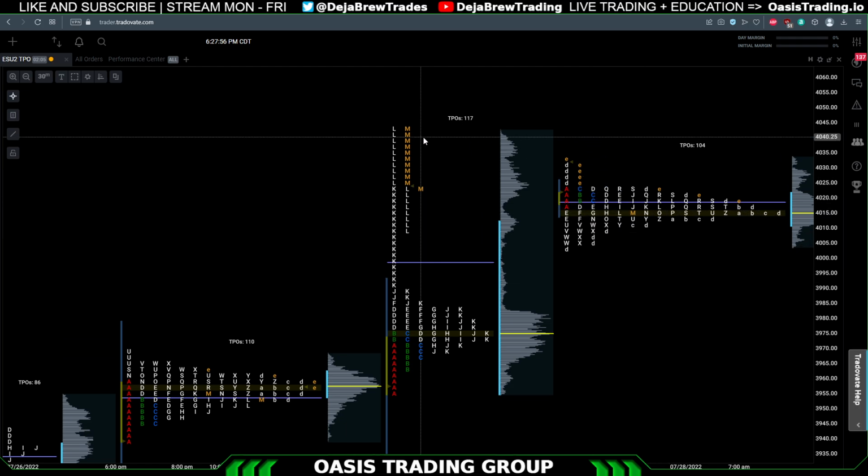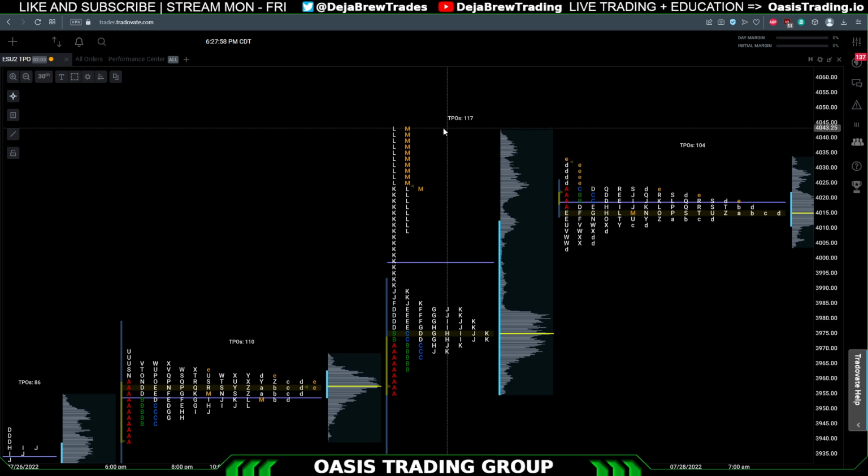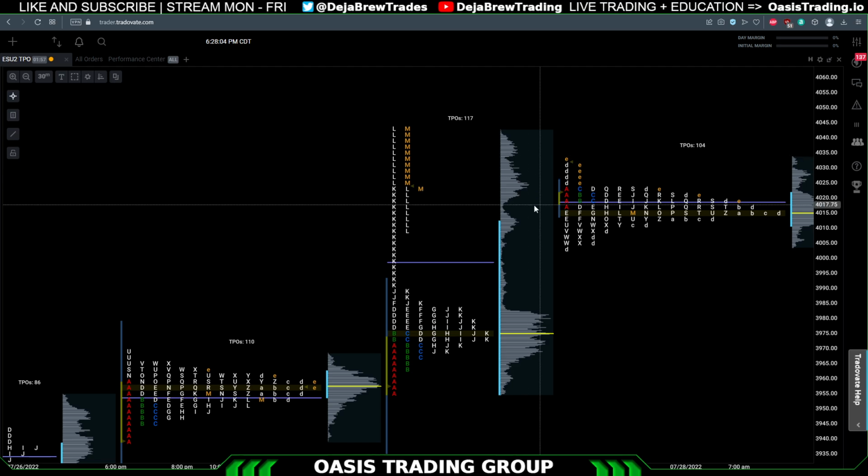So for example, this could have like 5 TPOs lined up on the top, but as long as there's at least a couple of single prints above that, then that is not a poor high. Okay, so how do you trade the poor high?